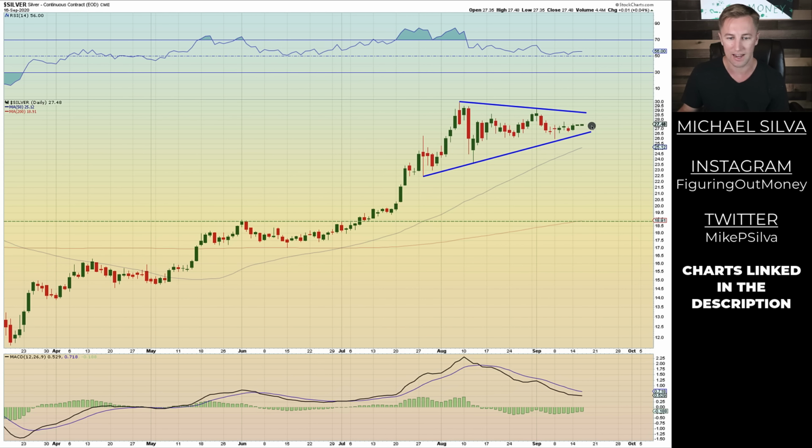1, 2, 3, 4, 5, 6, 7, 8, 9 trading days, it's just been going like a horizontal line. I'm thinking that the tighter this thing coils, the bigger the move in either direction. Still waiting for something to take place in silver.